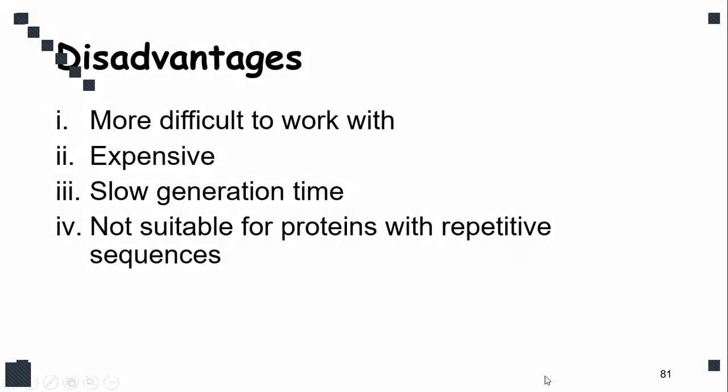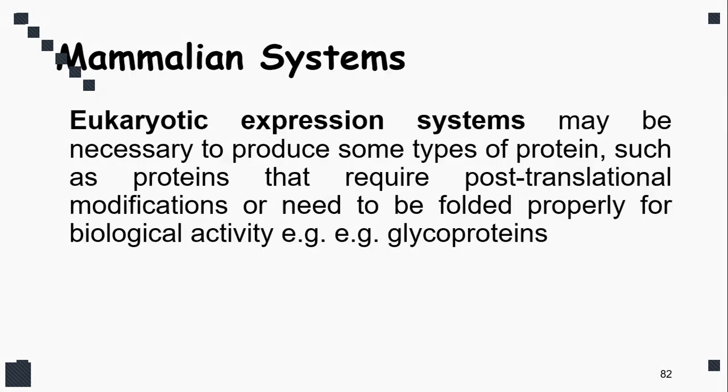And there are disadvantages. It is more difficult to work with, yes, because the system is becoming more complex. Then it's expensive. Generation time is slow because it will take some time for the cells to develop, grow and divide. Then it is not suitable for proteins with repetitive sequences. So these are the disadvantages you get to see with insect cell culture.